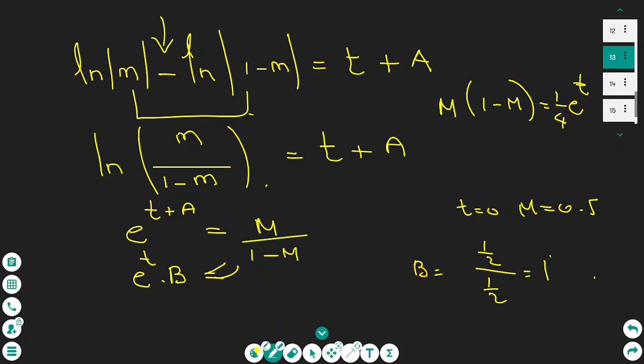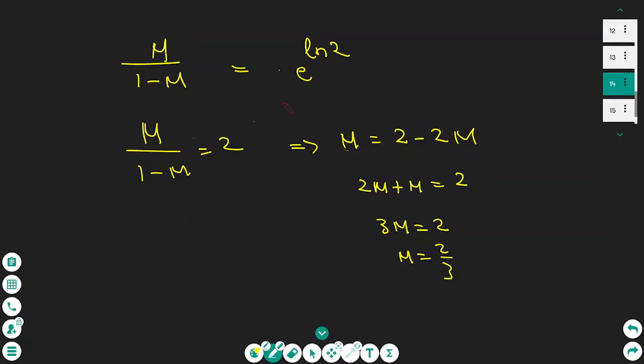And therefore b here is 1, because I use the values in the exercise. t equals 0, the m is 0.5. I found the value of the b. Then b is 1. So my expression basically is m over 1 minus m equals e to the power of t. And therefore, by solving this equation with t equal to ln 2, the m is 2/3.